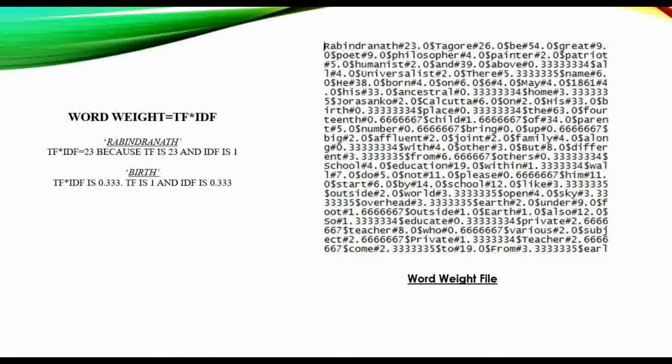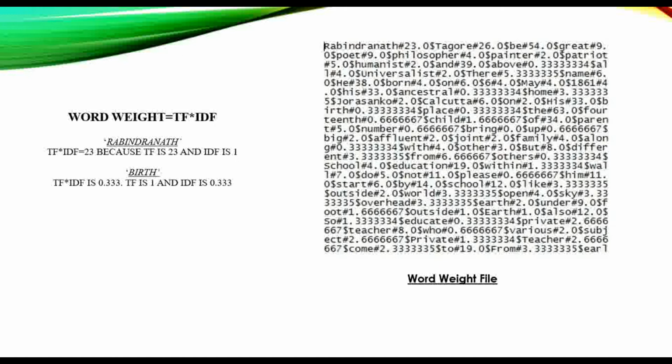Suppose the word Ravindranath. TF into IDF is 23 because the word Ravindranath is present 23 times in the document, and IDF is 1 because Ravindranath was present in all the 3 documents where the code was run. Similarly, birth was present only once, so it's 0.333, as 1 by 3 comes out to be 0.333, and the birth was present once in the document, so the word weight becomes 0.333.